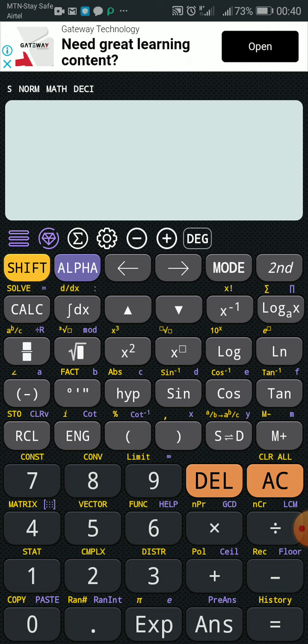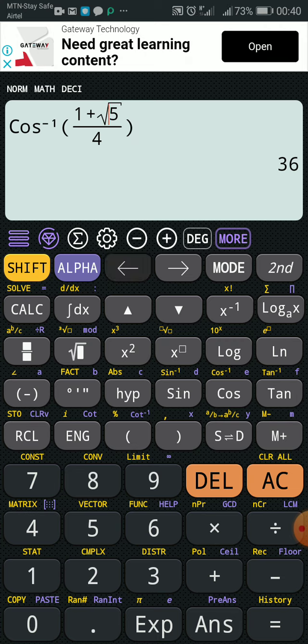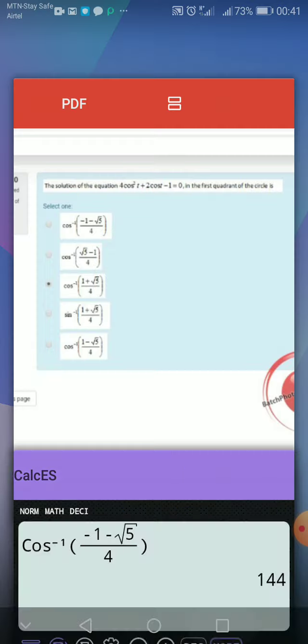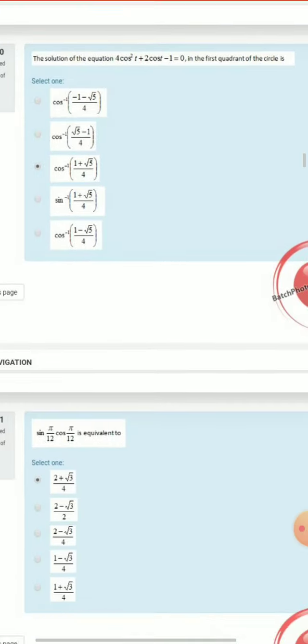Like when you say shift cos inverse of, let's say, 1 plus root 5, all over 4, and you press equal to, it gives me 36. You write it somewhere, then quickly adjust. The other one is, let's say, cos inverse of -1, then -5, 144. So you can write all the values down before you substitute them into the equation. That would help you better.